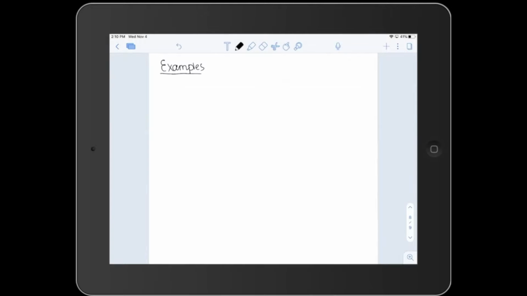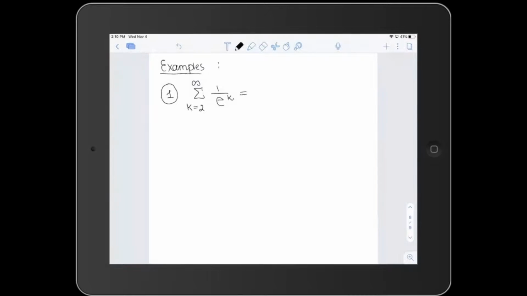So here are your examples. The first one says the following. I have the summation of 1 over e to the k, where k starts at 2 and goes to infinity. We want to determine by applying the integral test if this series converges. So we have 1 over e squared plus 1 over e cubed plus 1 over e to the 4th. We want to apply the integral test.